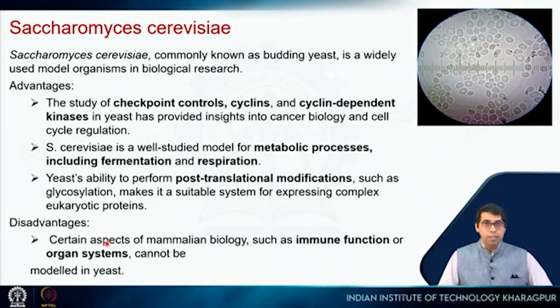So what are the disadvantages? Since it's a unicellular organism, it lacks organ systems and it lacks more complex biological systems such as the immune function. So you cannot study the immune system using this type of unicellular organism.